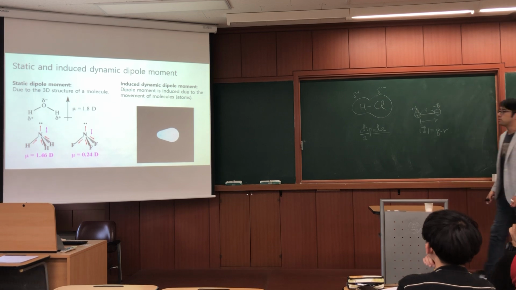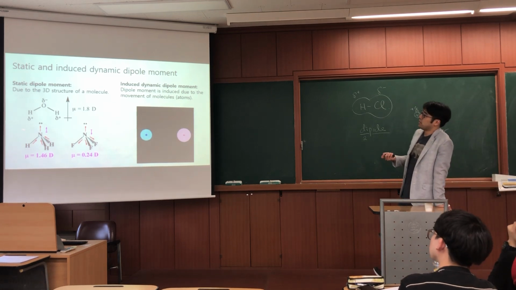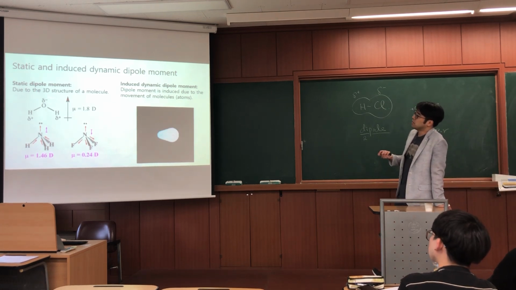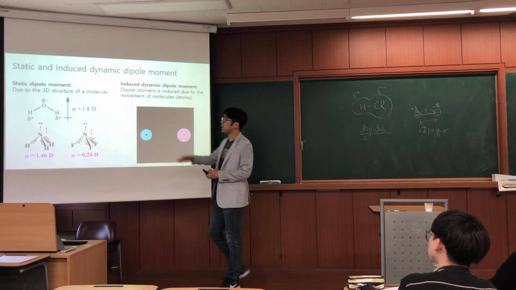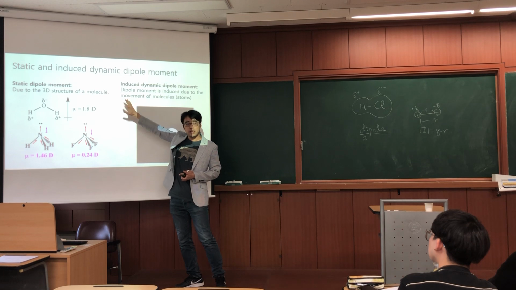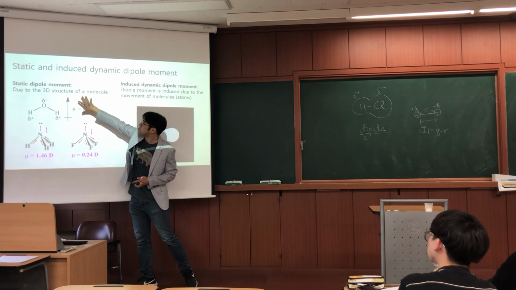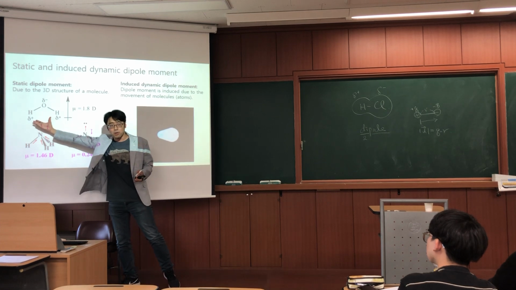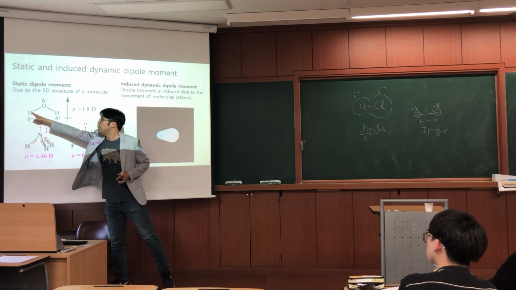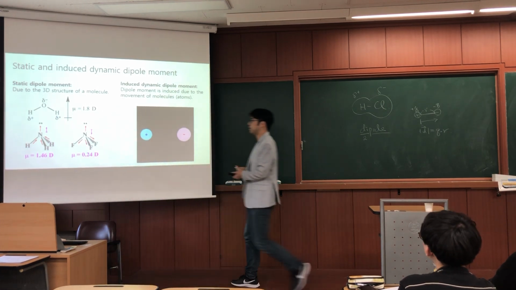And there are two types of dipole moments. One type is the static dipole moment. Static dipole moments arise due to the 3D structure of a molecule. For example, a water molecule has a bent structure, right? So it is bent.